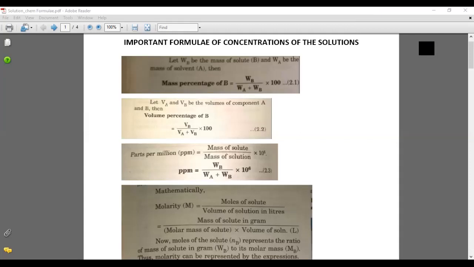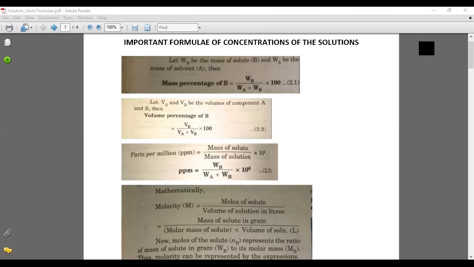There is another way also given in NCERT, that is mass by volume percentage. That is another way of expressing concentration of the solution, which is frequently used in medicine and pharmacy. In this method, the mass of solute is dissolved in 100 ml of the solution.